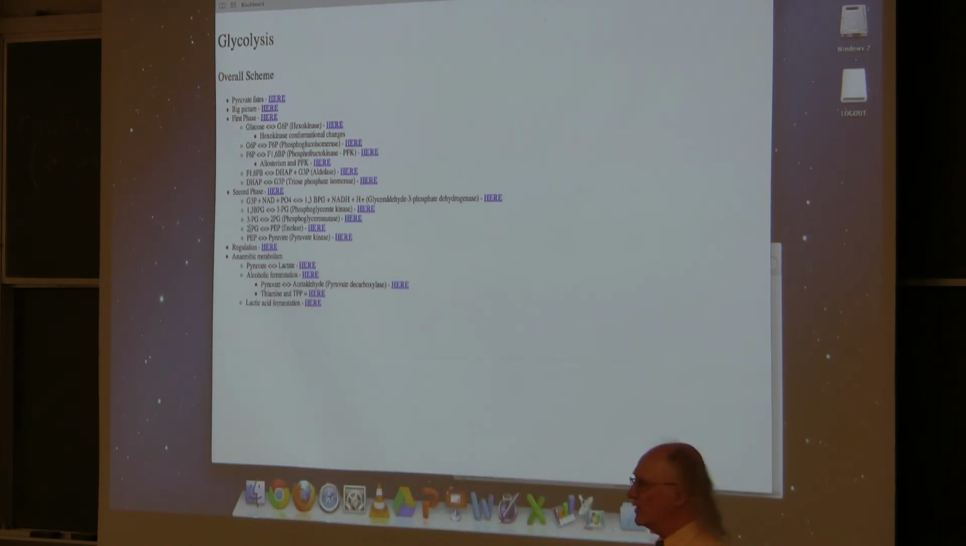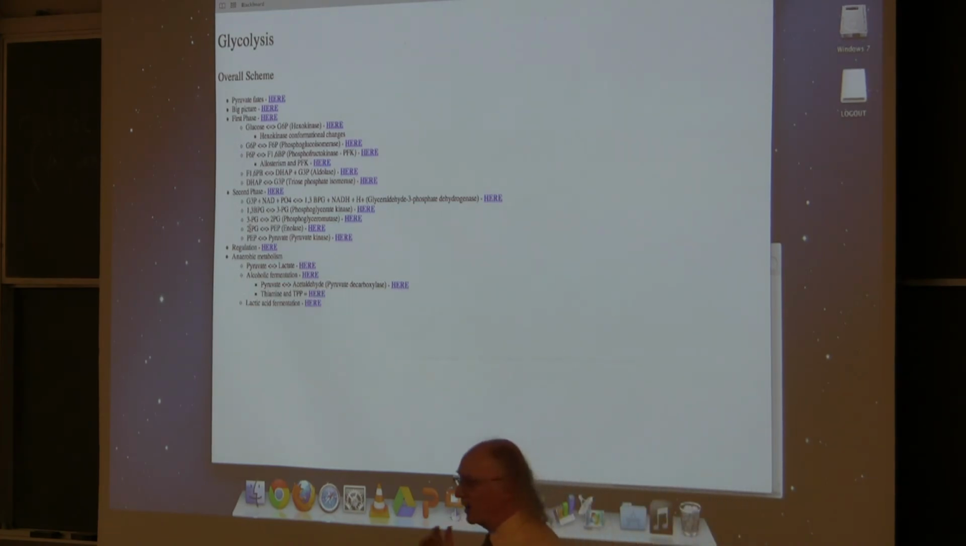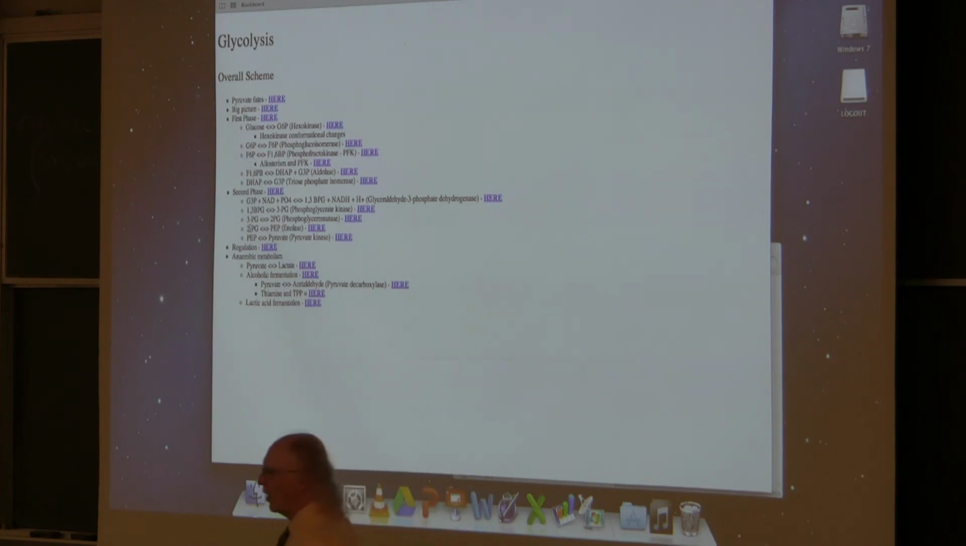I want you to keep in mind that metabolic pathways are man-made inventions. We call a set of 10 reactions glycolysis. But those 10 reactions of glycolysis are mixed in a soup in our cells of thousands of reactions that are going on at the same time in the same place. We've simply said, we're going to call this glycolysis.